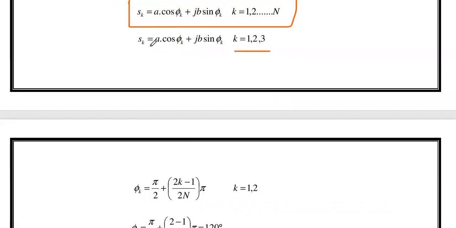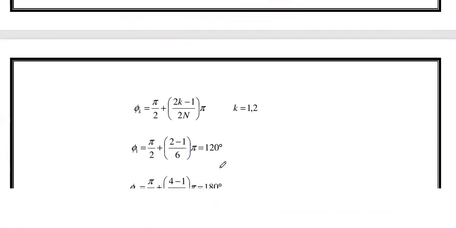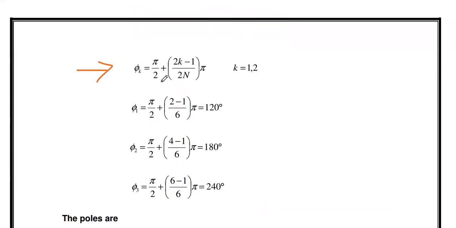Okay, so in order to calculate S1, S2, S3, we have to find the angles phi 1, phi 2, phi 3 first. Okay, so this is the formula in order to find phi. So phi k equal to this. In that, first you substitute k equal to 1. Okay, so you put k equal to 1.